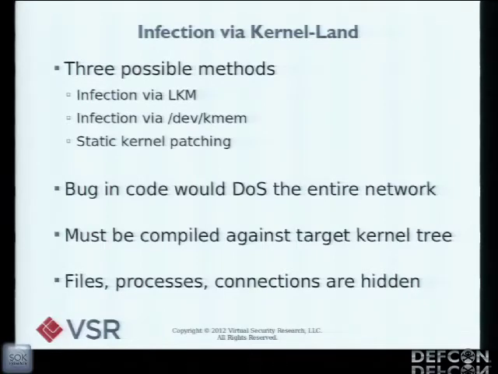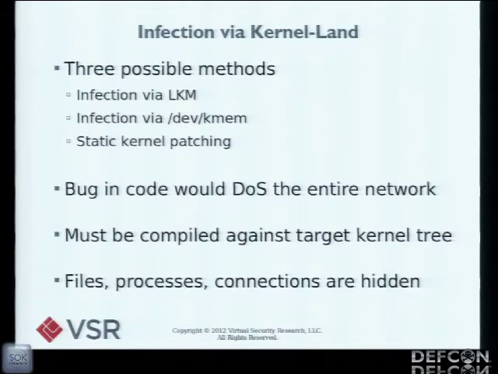So our next vector could be infecting it via kernel land. We have three possible methods: infection through a Linux kernel module, infection through /dev/kmem, where we're basically editing kernel memory on the fly, or static kernel patching. The problem is that a bug in our code is not just going to kill our payload as in userland, but it's actually going to take down the router and the entire network. So if we do any kernel land modifications, we're going to have as little code as possible, and put as much code as possible in userland.